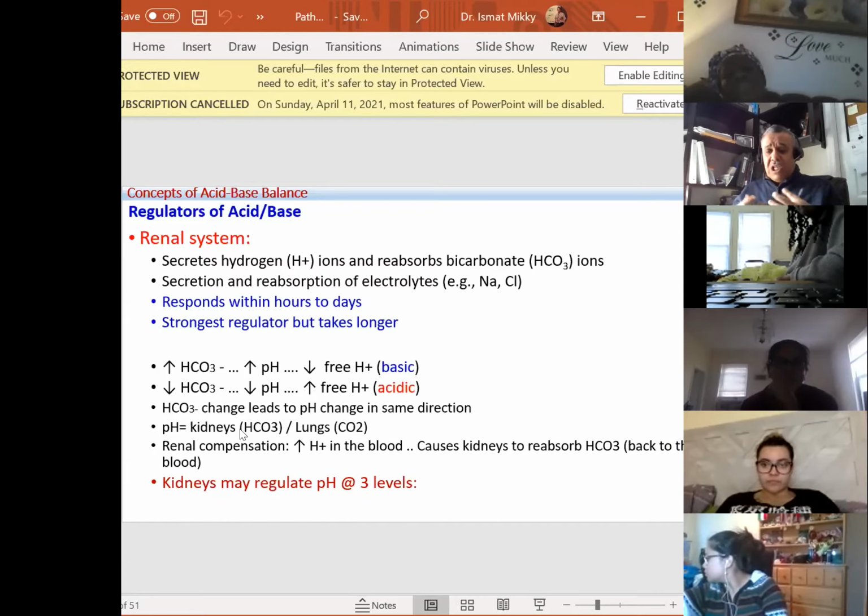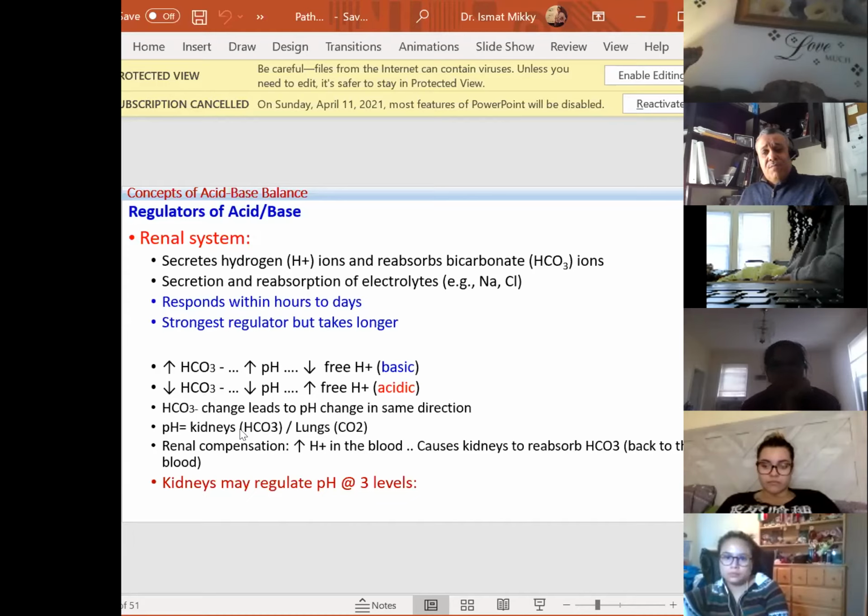But this is just to explain the mechanisms of compensation and how the lungs or the kidneys will intervene to compensate for the acidosis or alkalosis.